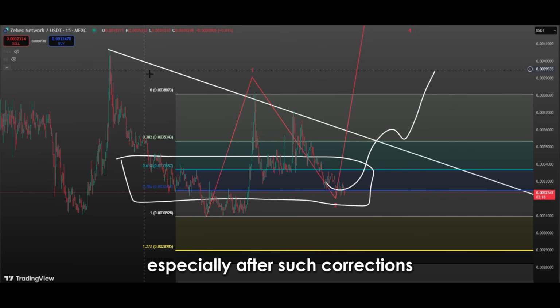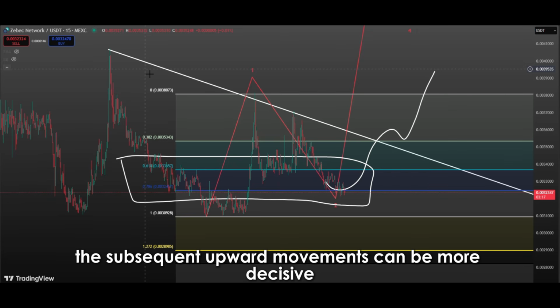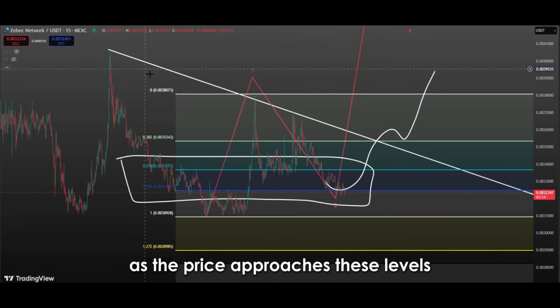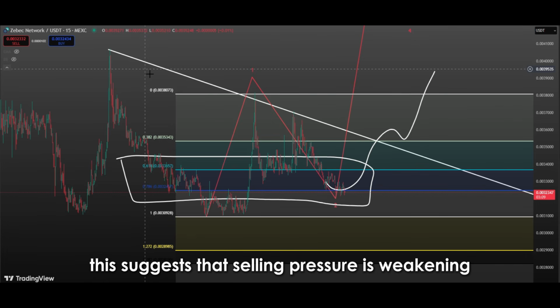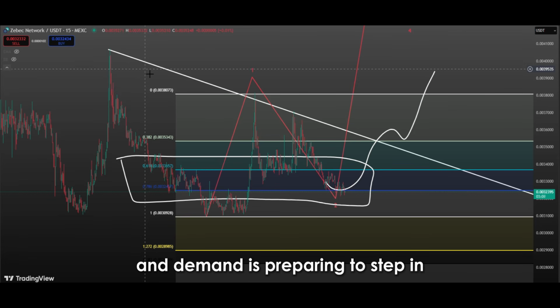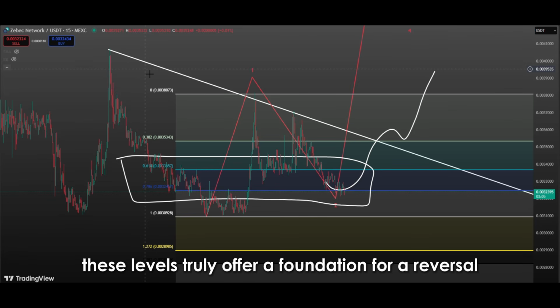Especially after such corrections, the subsequent upward movements can be more decisive and higher in volume compared to previous trends. As the price approaches these levels, it nears oversold territory, and many technical indicators begin to generate oversold signals. This suggests that selling pressure is weakening, supply is running out, and demand is preparing to step in. In other words, these levels truly offer a foundation for a reversal.